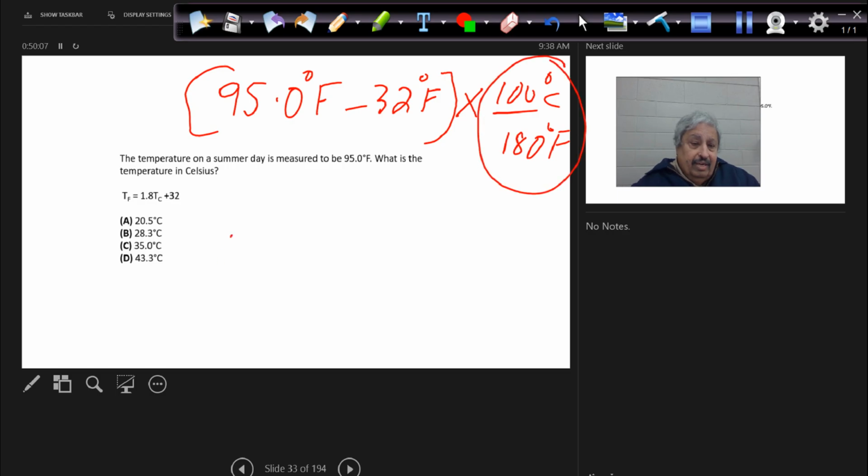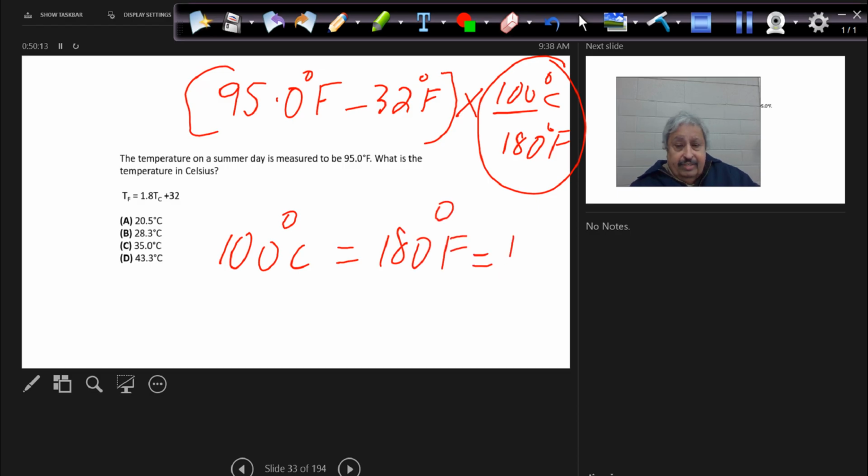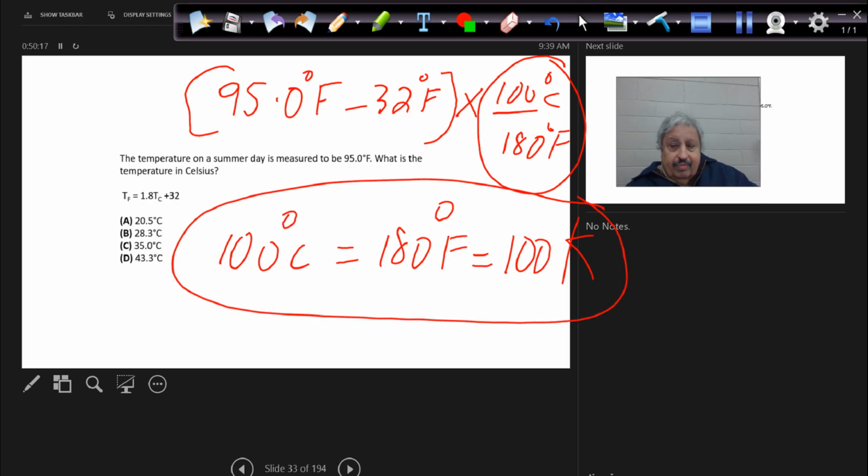Remember the scale? 100 centigrade Celsius equals 180 Fahrenheit equals 100 Kelvin. That's the scale you have to memorize. You don't have to memorize everything. So how much is it?